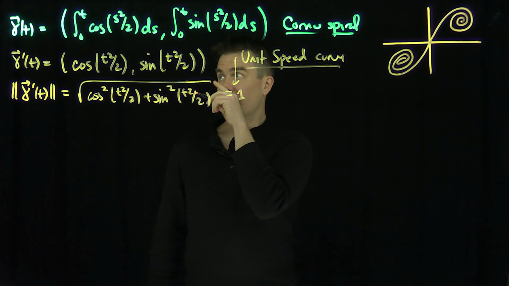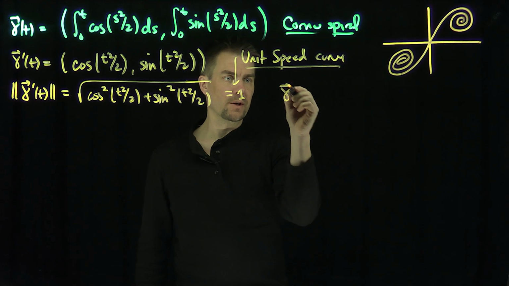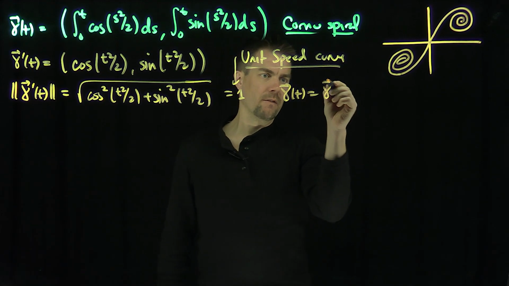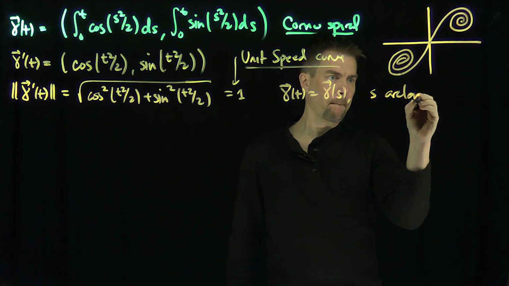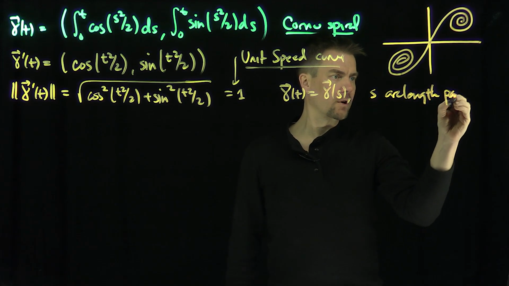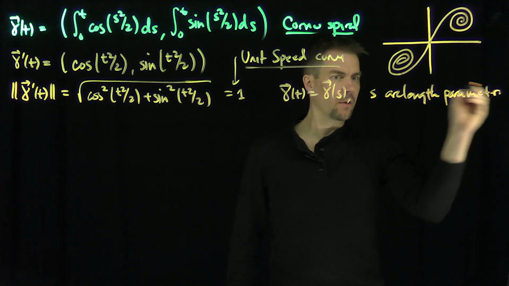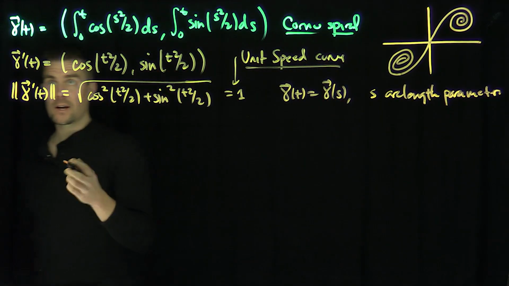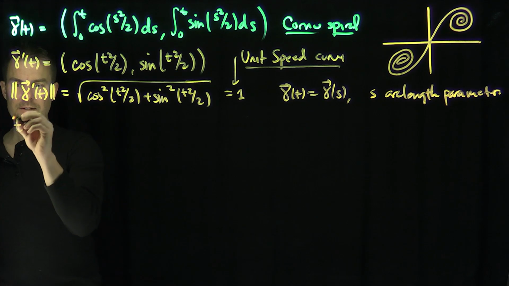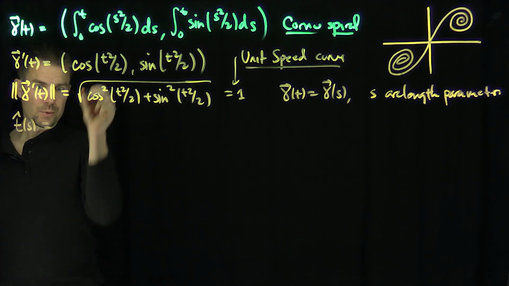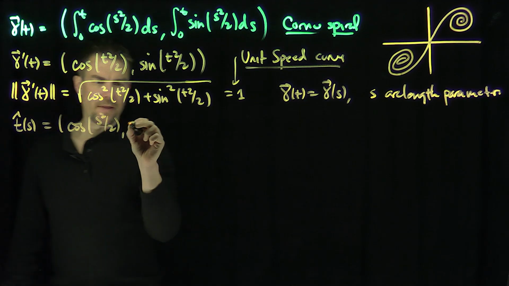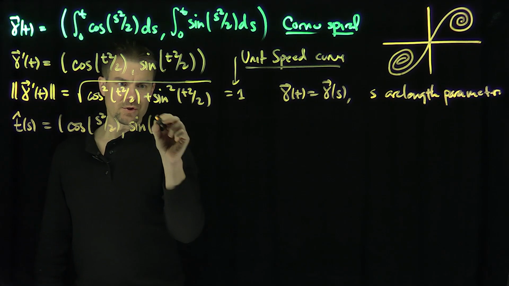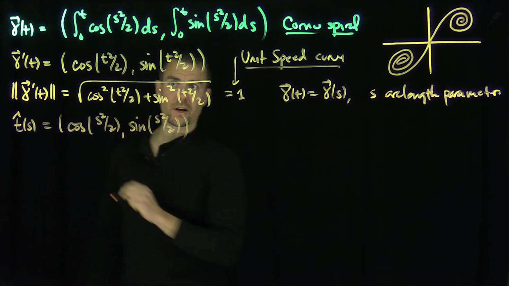In other words, this gamma of t is really gamma of s, where s is the arc length parameter. So our curve is already in arc length parameter, which is beautiful, because now I can compute. So that tells me that d gamma dt, so T hat of s, is just cosine of s squared over 2, and then sine of s squared over 2.